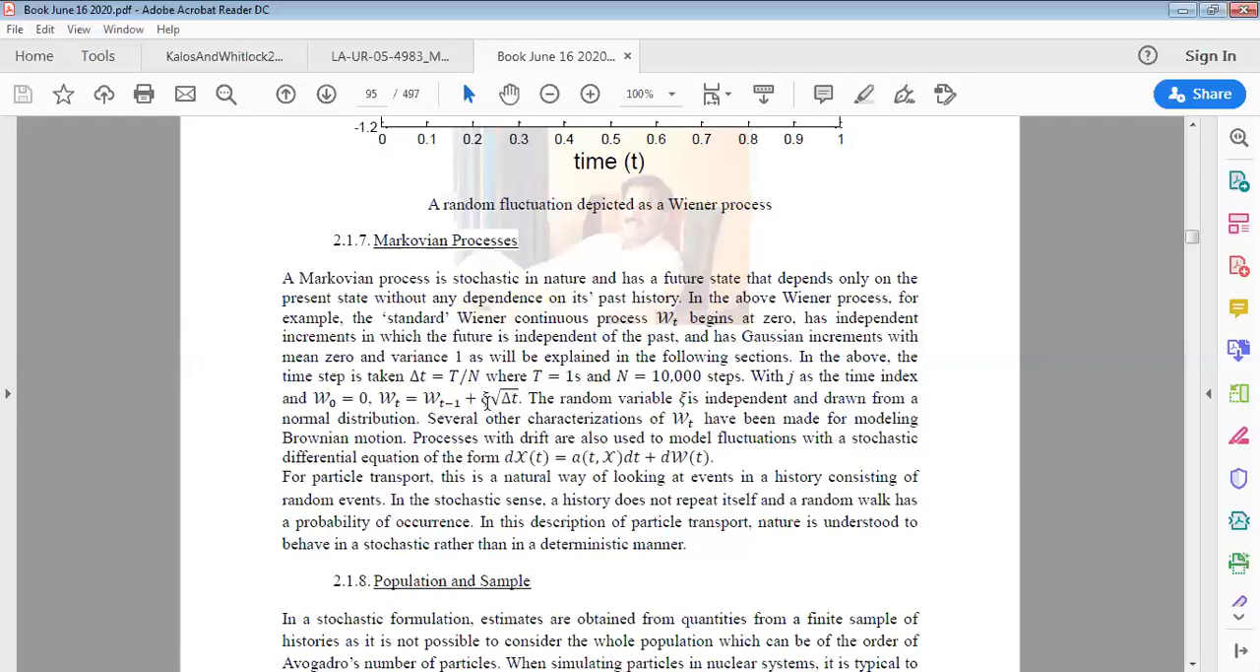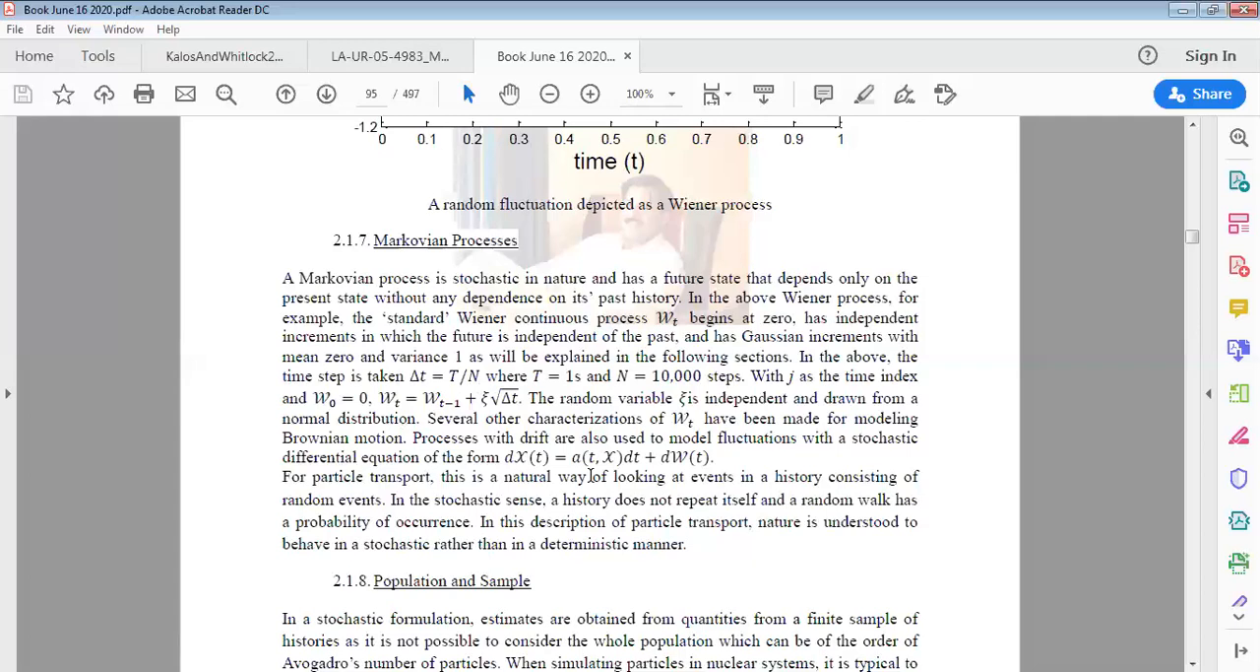Now, this is independently drawn from a parent PDF, such as a normal distribution. So actually, these are very independent events. So it's identical, it's independent, it's a random variable drawn independently from a normal distribution.